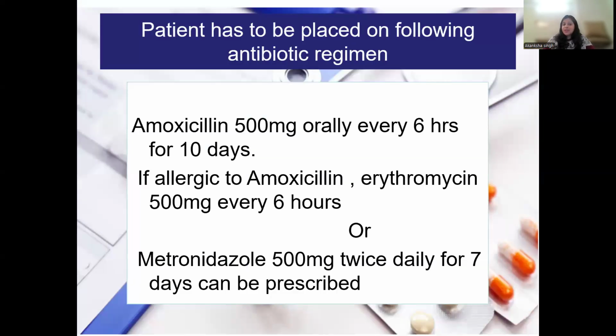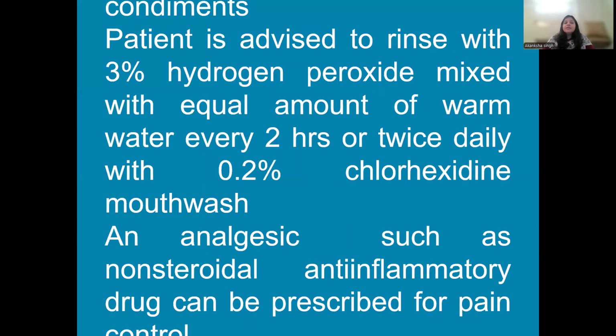Then the patient has to be placed on an antibiotic regimen. First is amoxicillin 500 mg every 6 hours for 10 days. If they are allergic to amoxicillin, erythromycin should be prescribed, and metronidazole 500 mg twice daily for 7 days can be prescribed. Then the patient should be advised to rinse with 3% hydrogen peroxide mixed with an equal amount of warm water every 2 hours or twice daily.